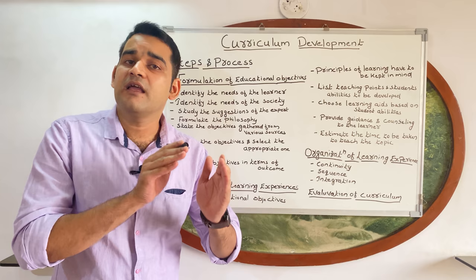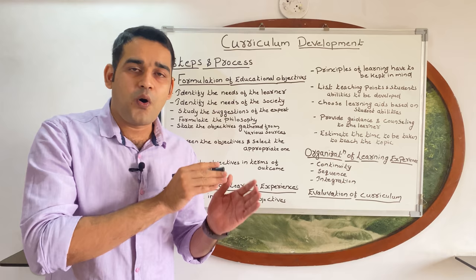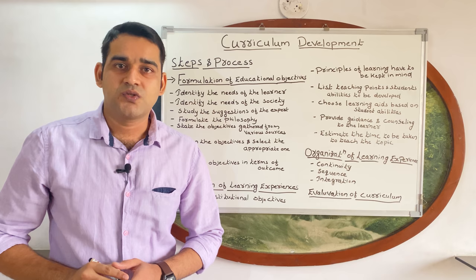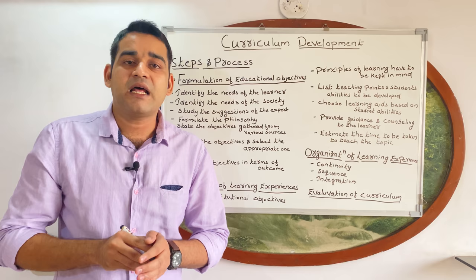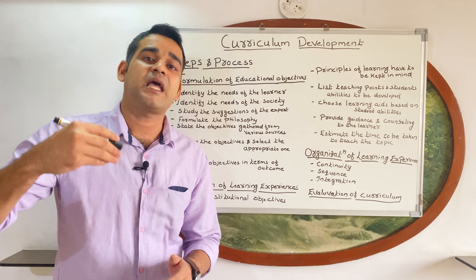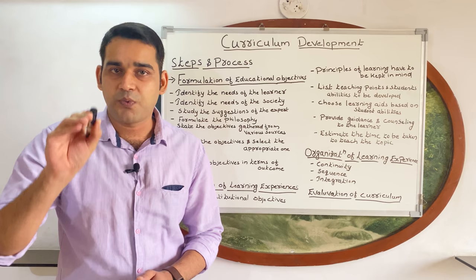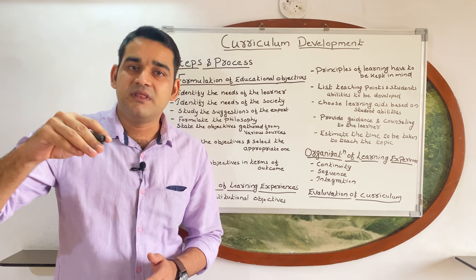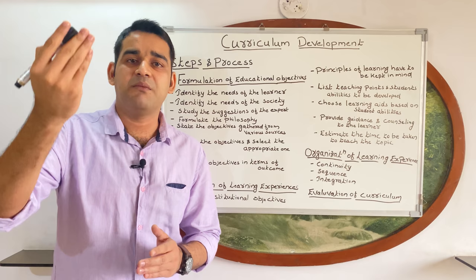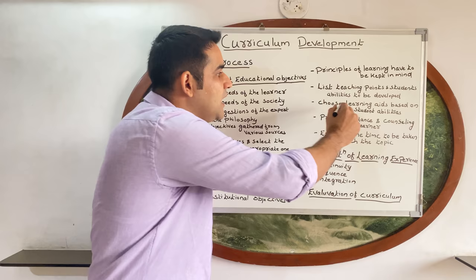The next step is to list the teaching points and students' abilities to be developed. The teacher should list the teaching points and the students' abilities to be developed. What things are to be taught should be listed, and what abilities are to be developed. For example, while giving back care, what things are to be kept in mind? What abilities or capabilities of the students are to be developed? While explaining this, the teacher should note that I have to teach these points, that is teaching points, and the ability of the student to be developed. The student should develop these skills, for example to give an injection. The ability and capability to be developed should be noted, as well as the things to be taught should be listed.